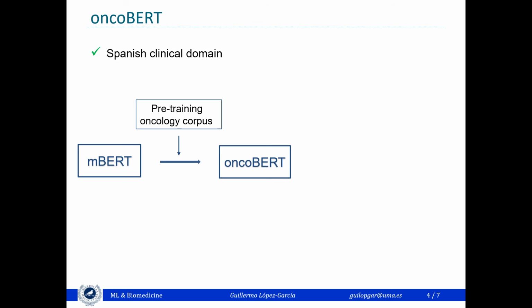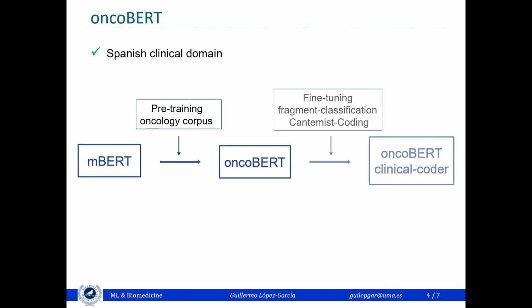Then, instead of fine-tuning the model on a long text classification task, we split the long documents from the CantemIST corpus into small fragments of text. Using the annotations available for the CantemIST norm subtask, we managed to fine-tune BERT on a small fragment classification task. In this way, we met the restriction imposed by the transformer architecture on the length of the input subtoken sequence.